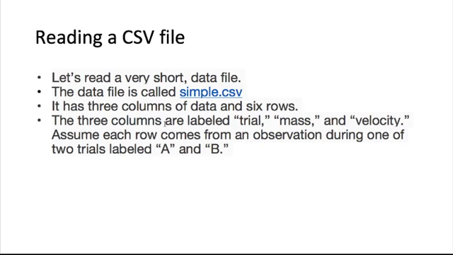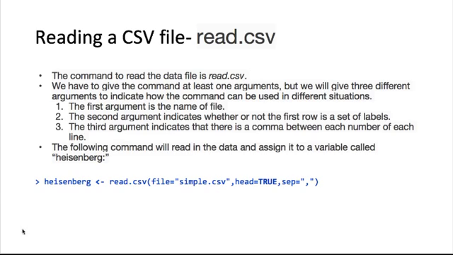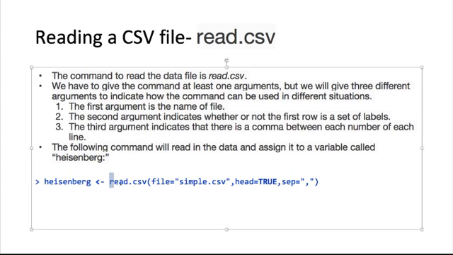Assume we had a file and it's a CSV and it has 3 columns that are labeled trial, mass, and velocity. And assume that each row comes from an observation during trials called A and B. Well, if it's stored as a CSV and we wanted to read it, if we had the file that looks like this, so we have trial, mass, velocity, and this is the data, and we wanted to read this into R, then we could specify the command read.csv.